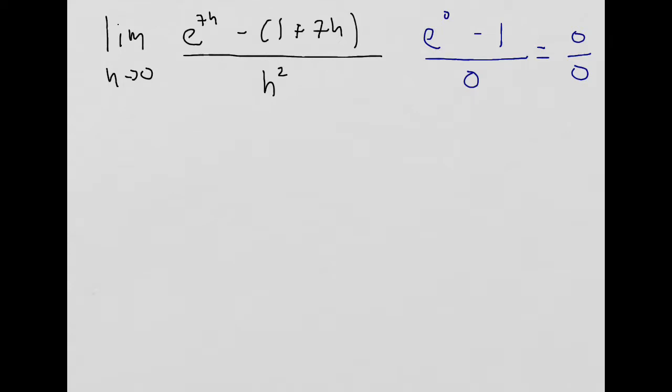So what we want to do is take the derivative of the numerator, and then divide that by the derivative of the denominator. Now remember, we are still taking the limit as h approaches 0.